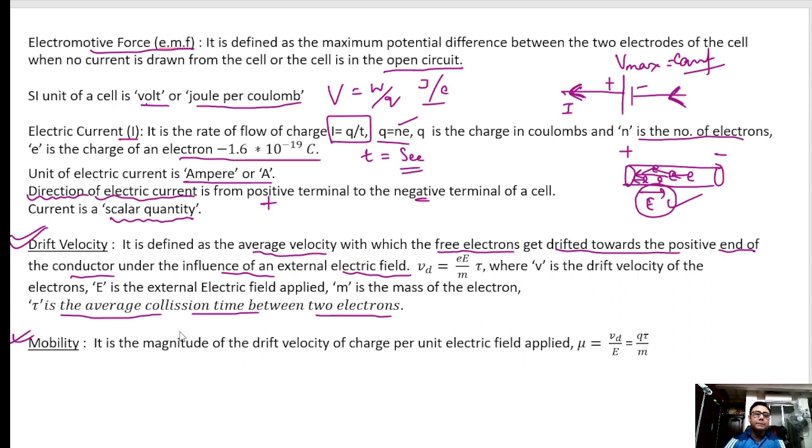Next is mobility. The magnitude of the drift velocity per unit electric field. So mobility is the drift velocity divided by the electric field. So this is the value of the mobility: q into tau by m. Right? This is the value of the mobility.